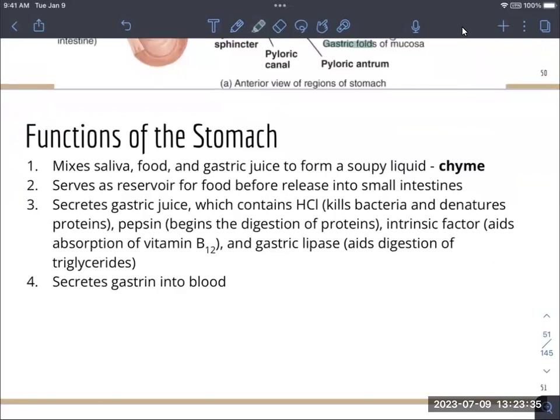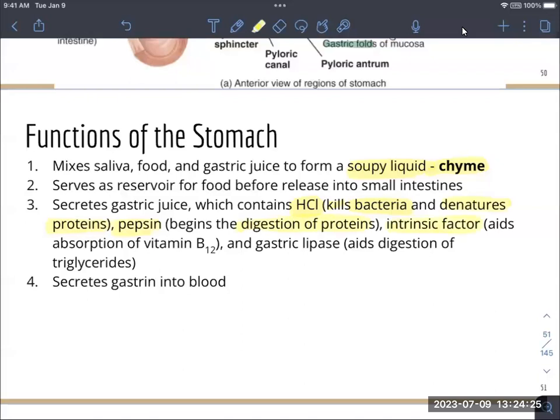So what does our stomach do exactly? Well, it takes that bolus that we swallowed down and turns it into this soupy liquid. I like that term from your book. And that is known as the chyme. It holds the food until it is ready to be released into that small intestine. It secretes different juices, that hydrochloric acid that I mentioned. Hydrochloric acid kills bacteria. It also denatures or breaks down proteins. We have pepsin, which helps aid in the digestion of proteins.